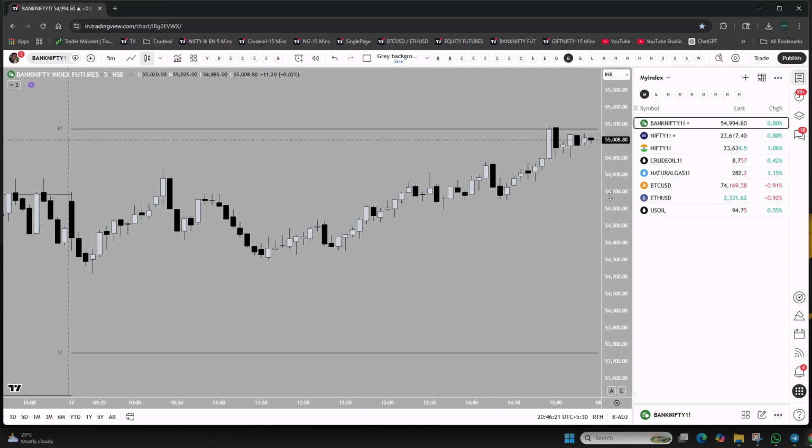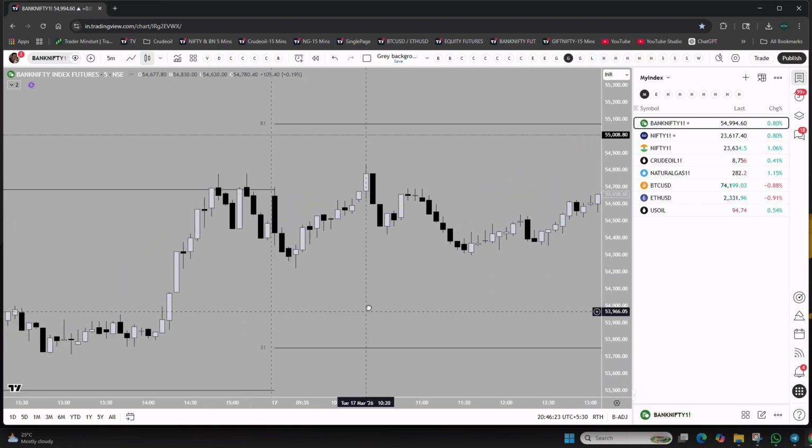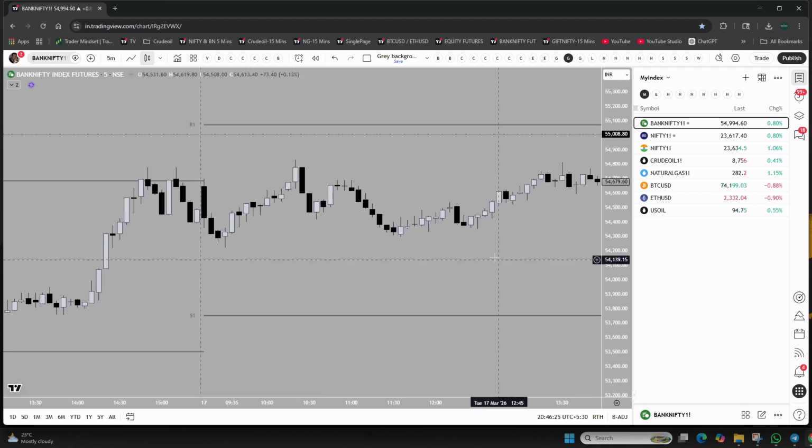So what do you see here? Let me first mark where I took the trade. My trade was initiated at this level. Let me change the color. Yeah, my trade was initiated at this level and I booked out my profits somewhere around this level. A 160 points move.